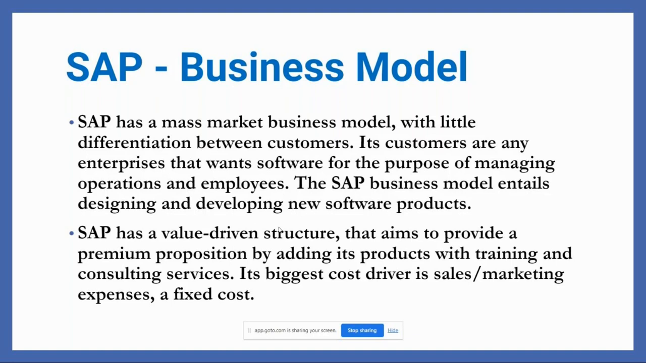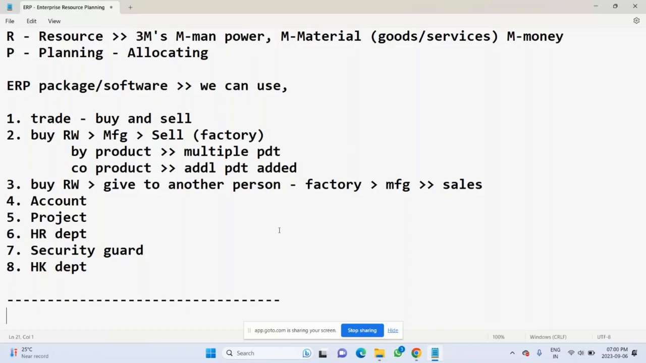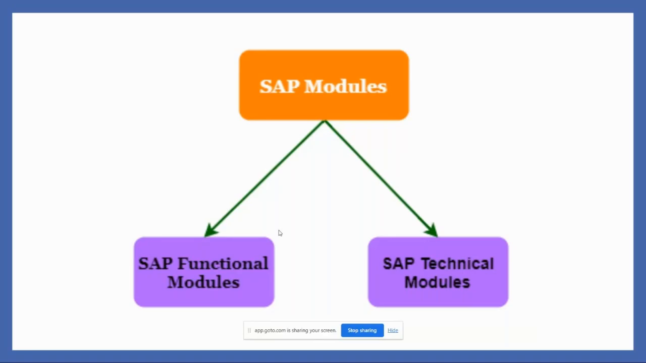In this SAP, we have two business models: functional models and technical models. What do functional models mean? Functional model means there will be two people, right? Before I explain this, let me tell you how this process will take place.